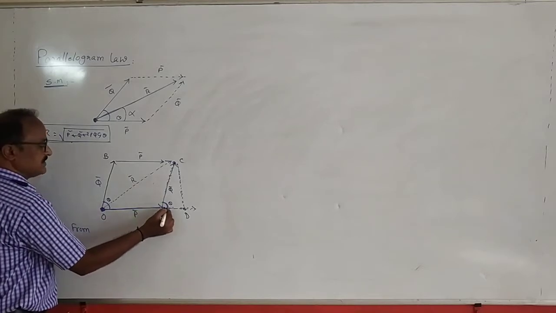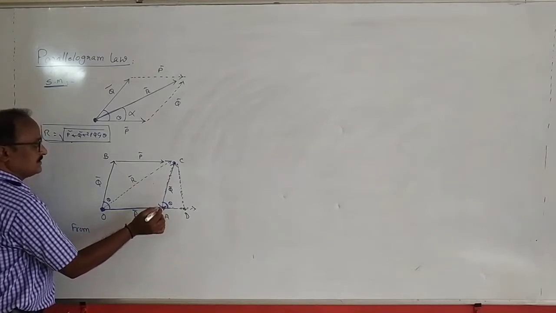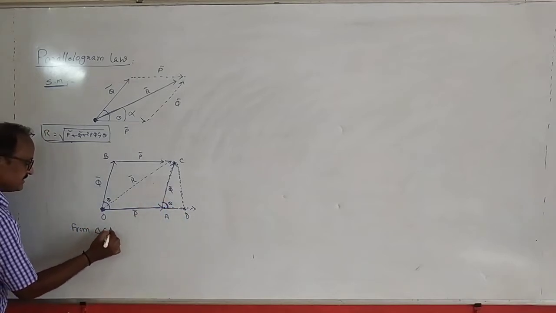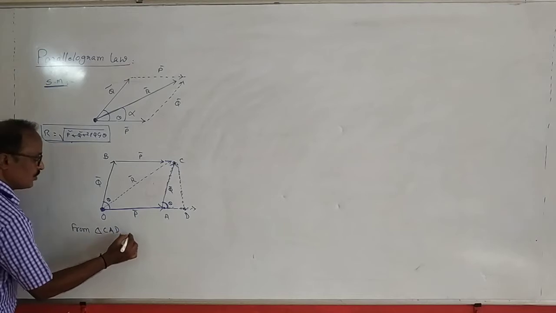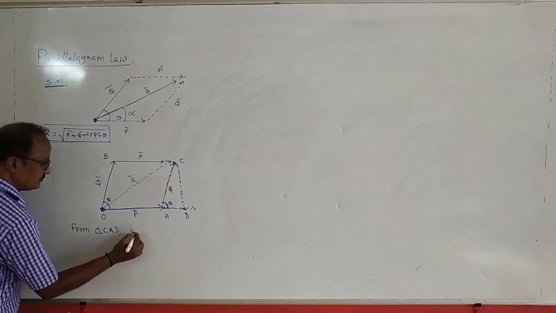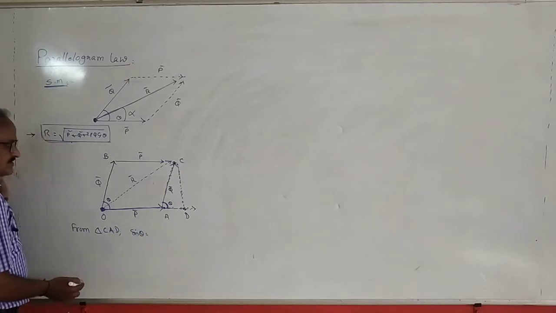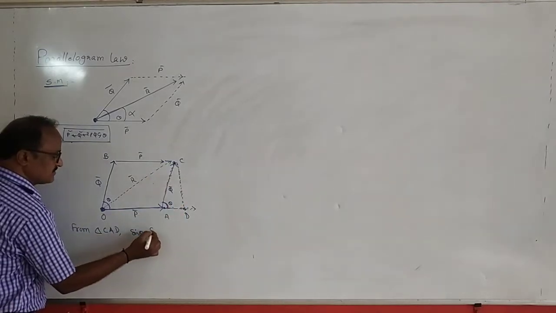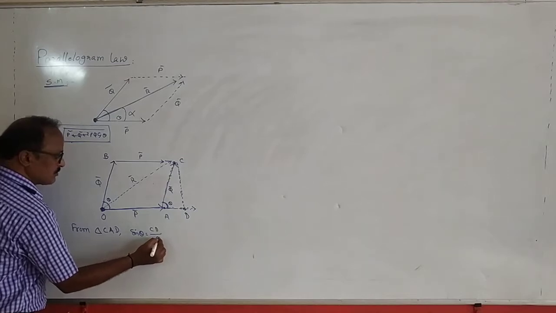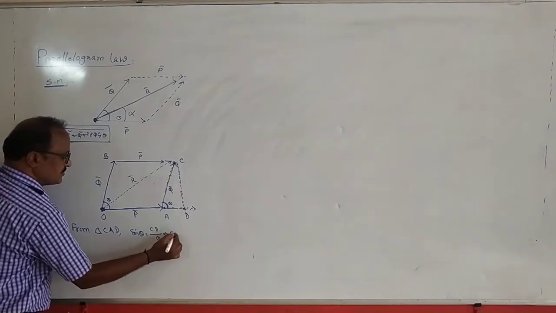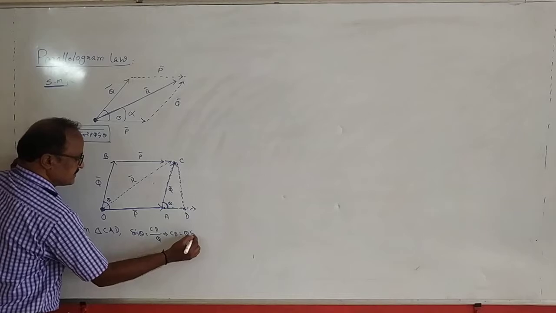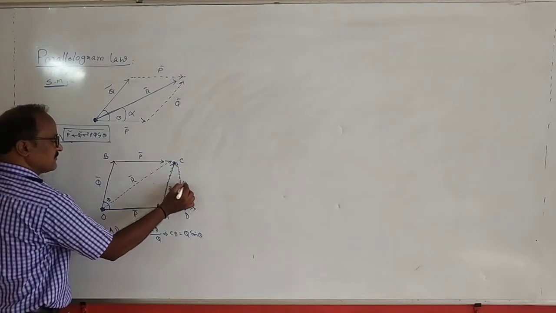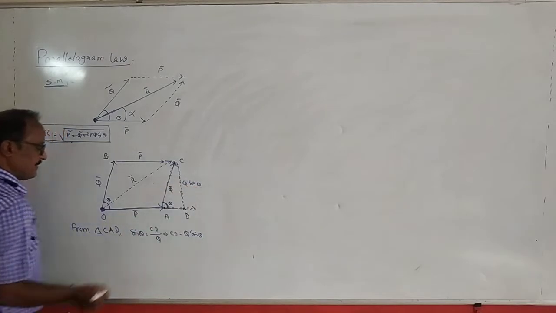It is also equivalent to theta. From triangle CAD, what is the value of sin theta? Sin theta is equal to opposite side by hypotenuse. Opposite side is CD, by hypotenuse, which is Q. From this relation, CD is equal to Q sin theta. Okay? CD is equal to Q sin theta.